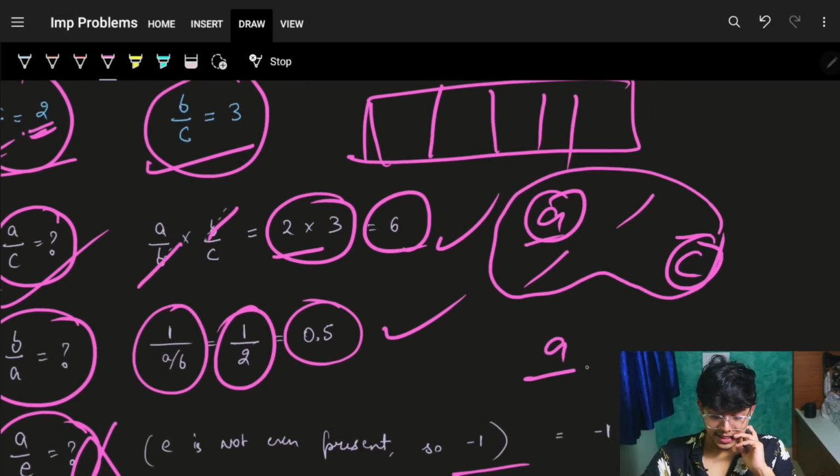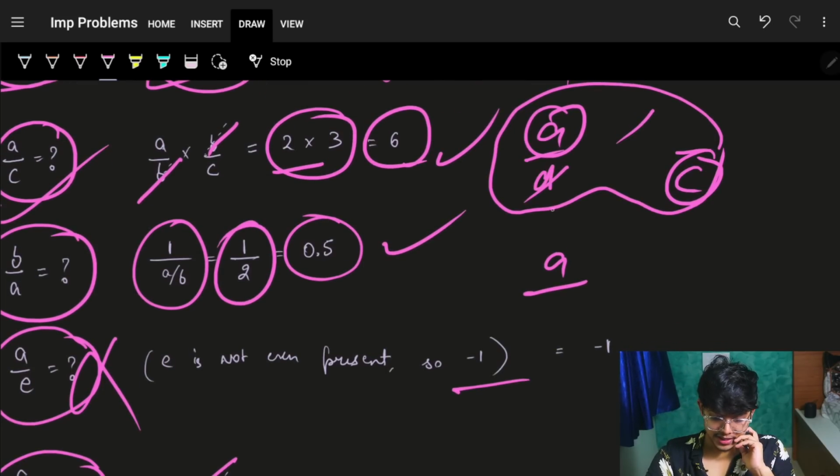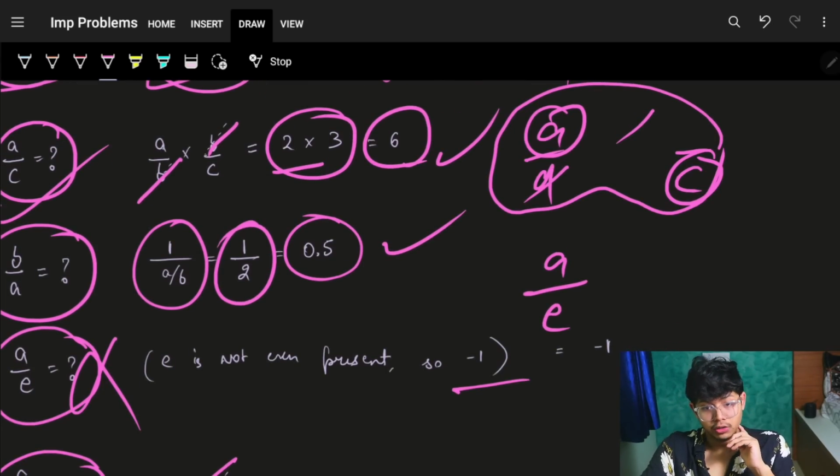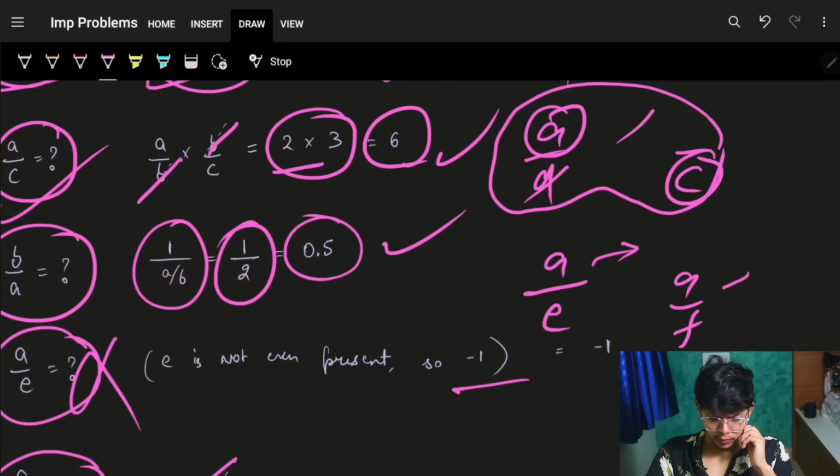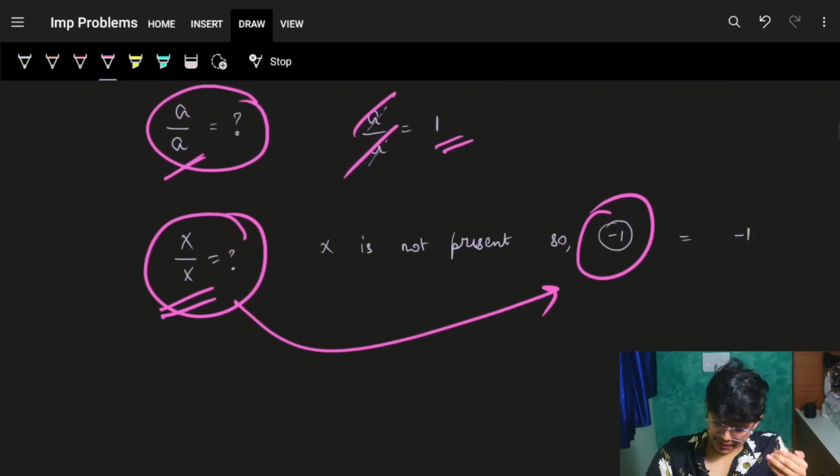Still, you can have many A's and many C's, which means A upon, let's say you have D, you can have A upon E also, you can have A upon F also. Then how will you keep track of stuff? You can apply brute force, that's nice, but how will you keep track of it? Let's see this with a better example.